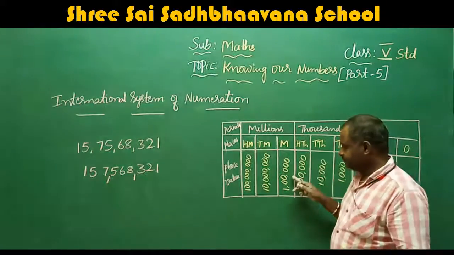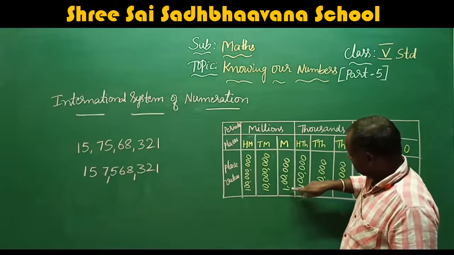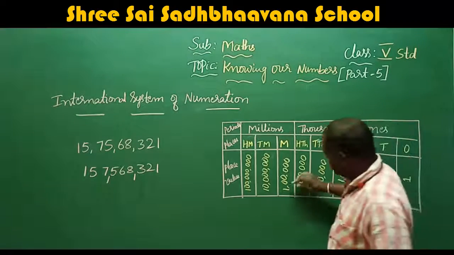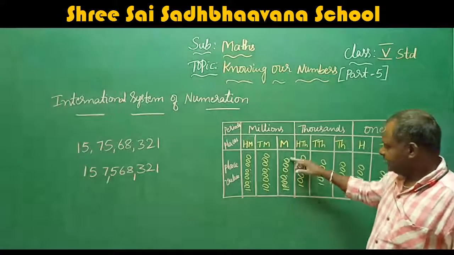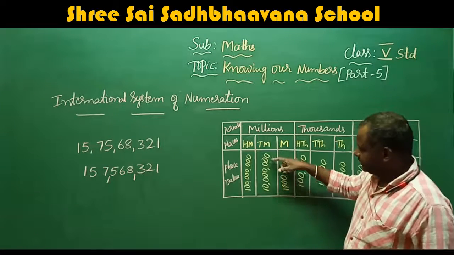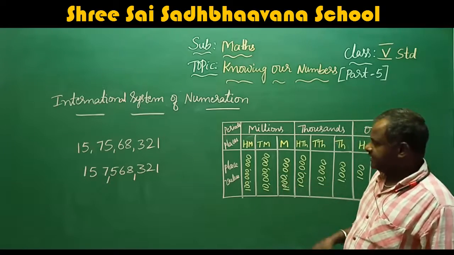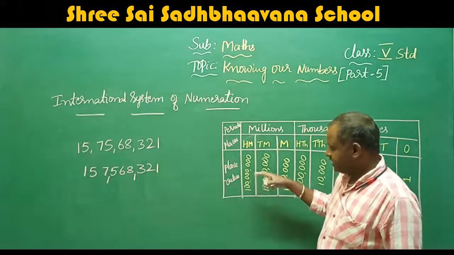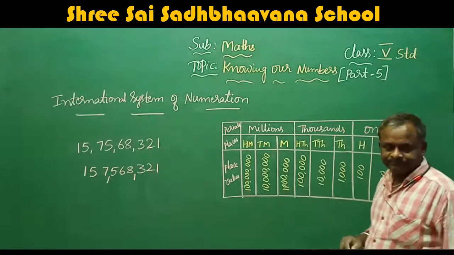Next comes million. Just wait, I will have to write one 0 extra here. So this is 1 million. Here it is 10 million. Next, 100 million: ones, tens, hundreds, thousands, ten thousands, hundred thousands, million, 10 million, 100 million.